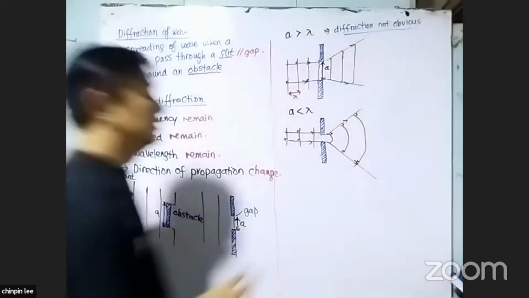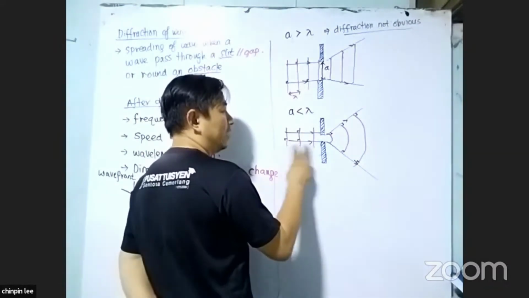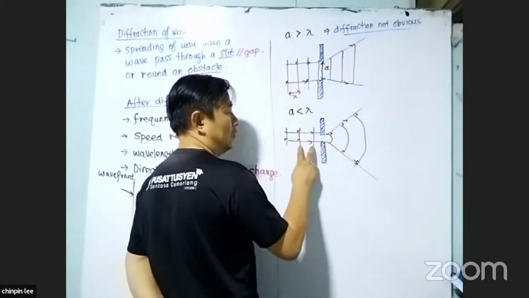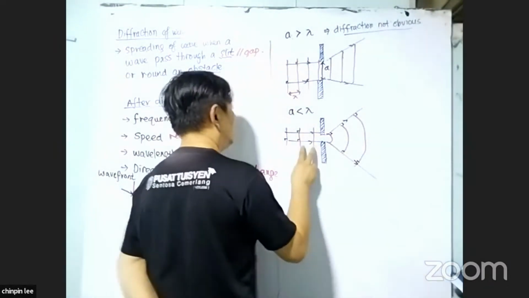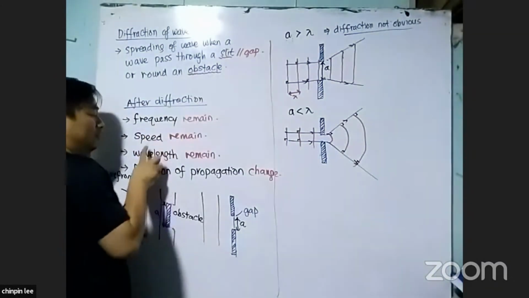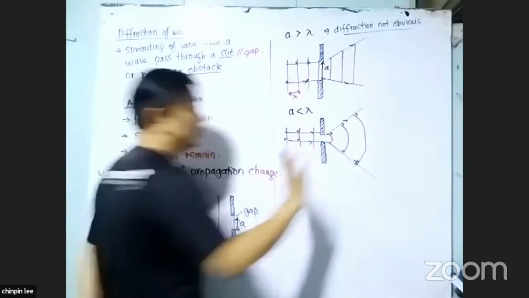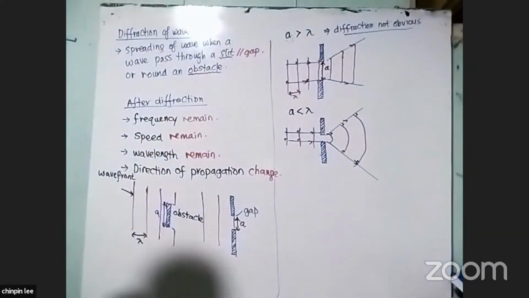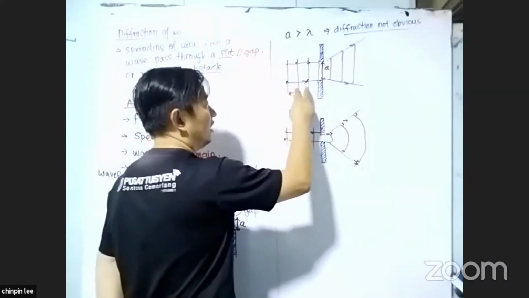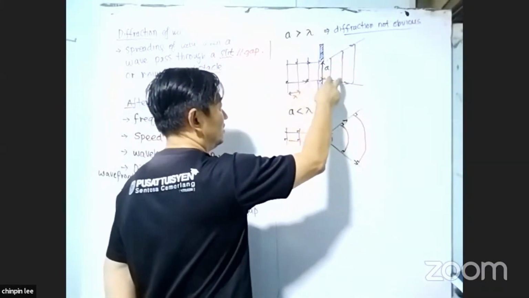Right? Now, what you need to know is the wavelength after the diffraction. It remains the same. The wavelength is not getting bigger. It remains the same. Right? After the diffraction, the wavelength is the same.